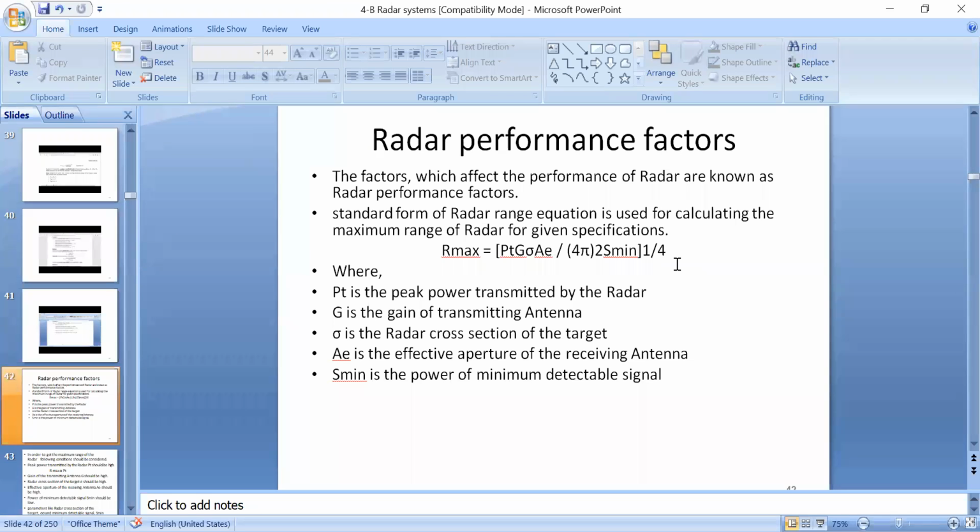Okay. Next topic is radar performance factors. What are the radar performance factors? We calculate the radar performance by using the radar range equation. You are analyzing the performance of a radar system, right? So what parameters are included in this radar range equation? All those parameters are called radar performance factors because these are directly influencing the radar range equation.